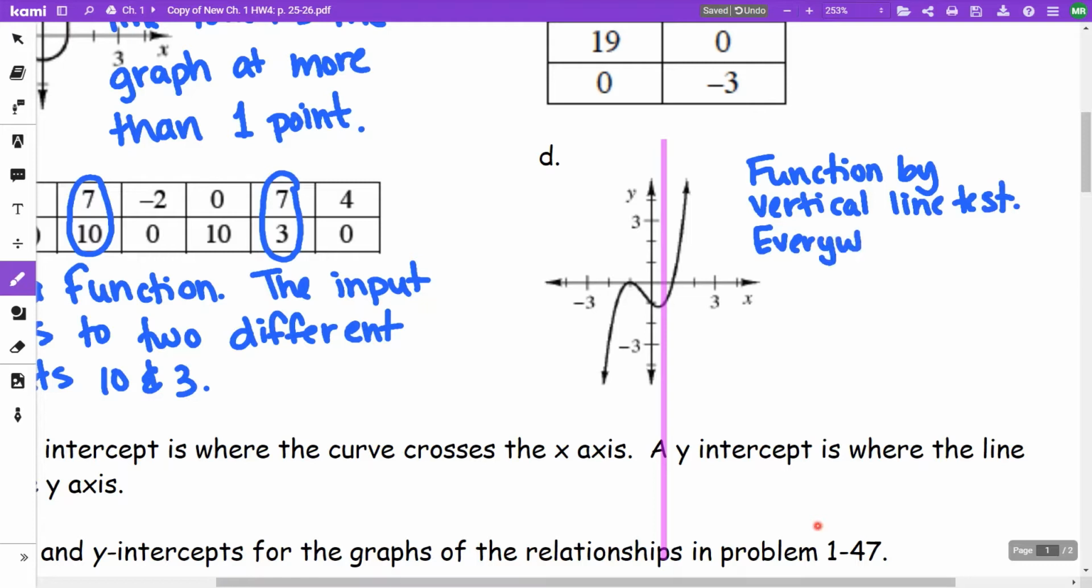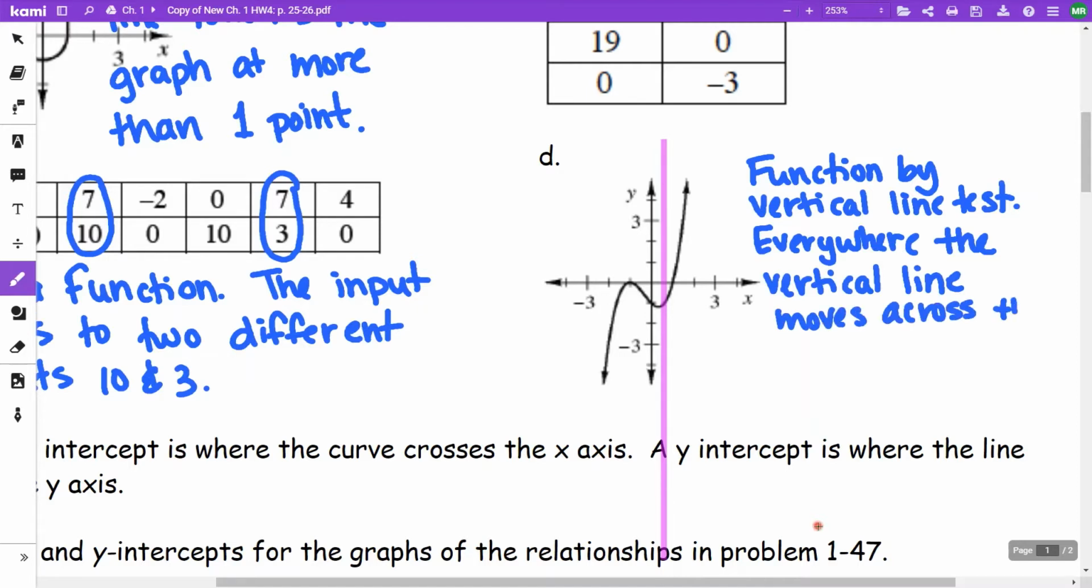Everywhere the vertical line moves across the graph, it only touches at one point.